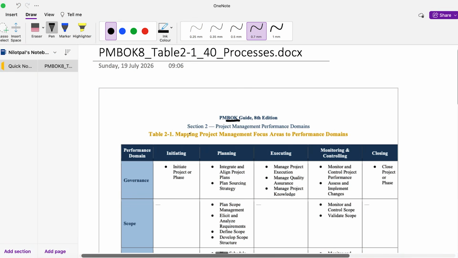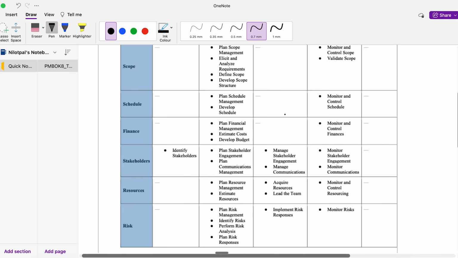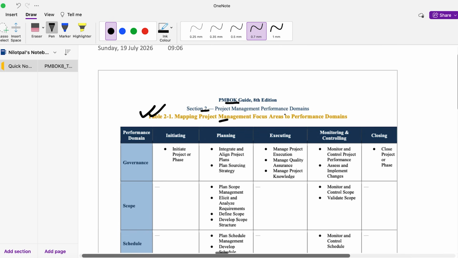Right, so this is your Table 2.1 from your PMBOK Guide 8th edition. You'll be able to find this chart within section 2 of your PMBOK 8th edition. This is basically the 40 process group chart which we are talking about. So let's first break down this chart with respect to its headers.